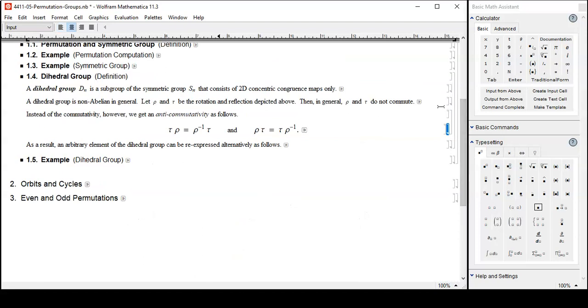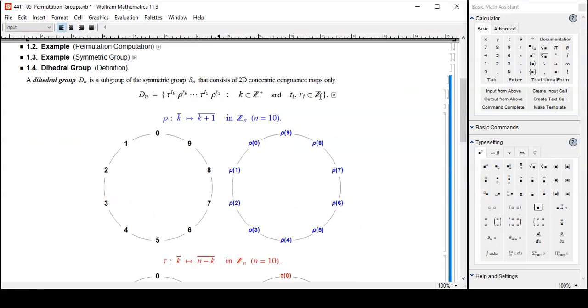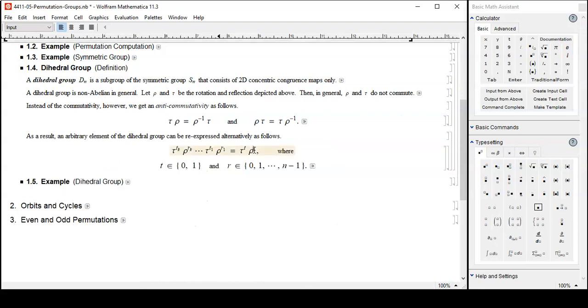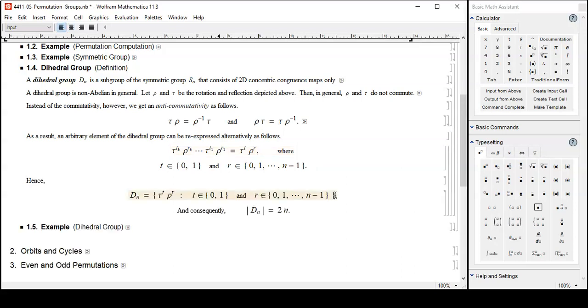As a result, the arbitrary element doesn't have to be this complicated. You can reduce it further, change this order. Each time I change, I get a negative, and then combine rows, and then do whatever repetition. So you're going to end up with these: tau to the t power, rho to the r power only.